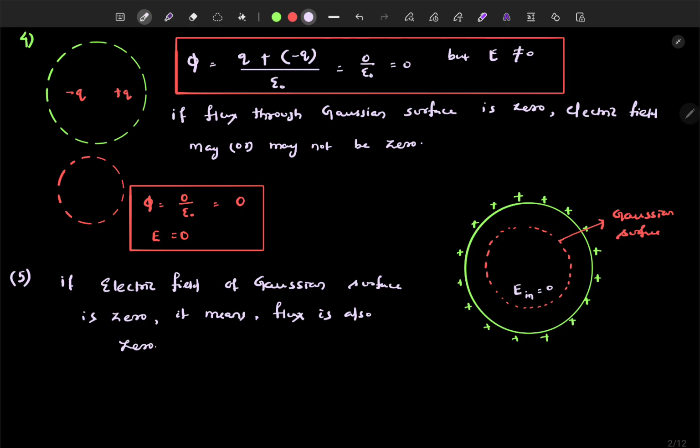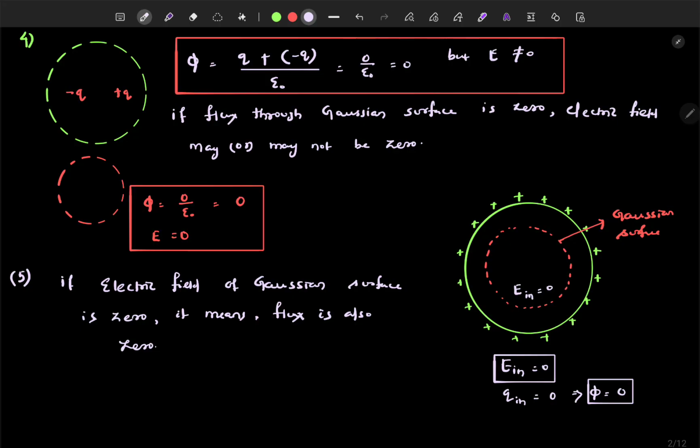So our point was, if electric field of the Gaussian surface is 0. Inside the Gaussian surface the electric field is 0, which means there is no charge, then flux is also 0. So in this case E inside is 0 and Q inside is how much? Q charge present inside this Gaussian sphere is 0, which implies flux is also 0. So if the electric field inside the Gaussian surface is 0, it means flux is also 0. This is one of the most interesting points. Points number 4 and 5 are fully important.